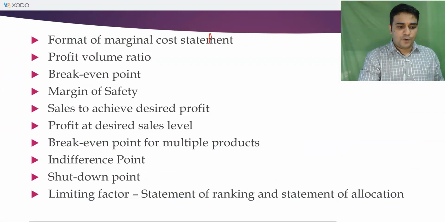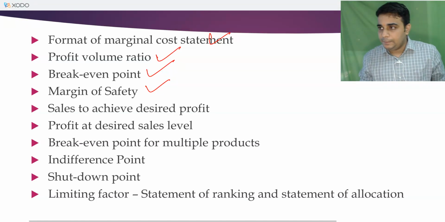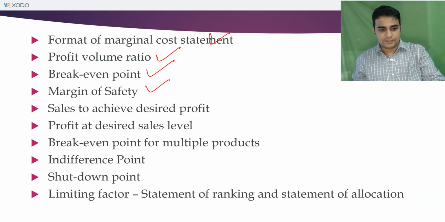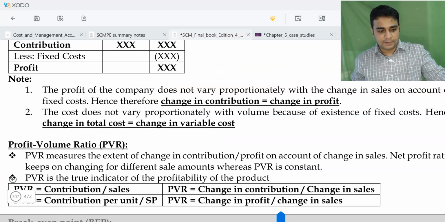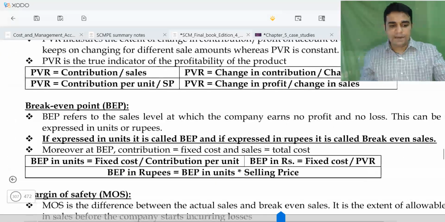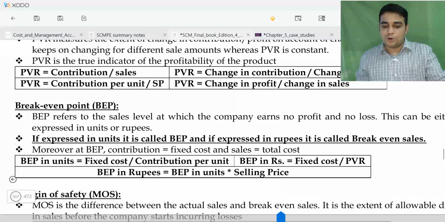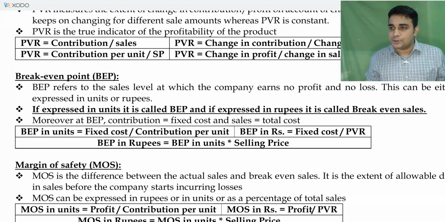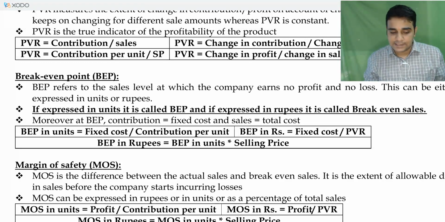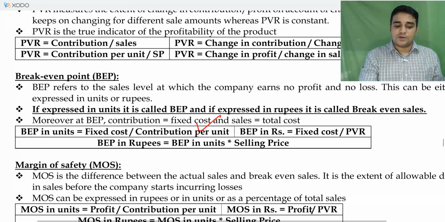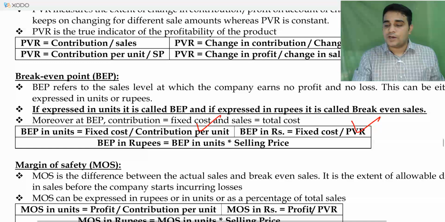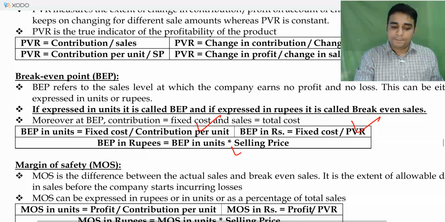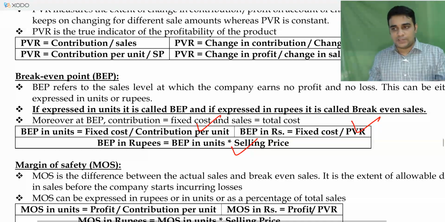So we are done with format, PVR, BEP, margin of safety. BEP and margin of safety discussion. BEP refers to the sales level at which company earns no profit and no loss. If expressed in units, it's called BEP. If expressed in rupees, we use the word break even sales. Different formulae are there: fixed cost by contribution per unit, fixed cost divided by PVR, BEP in units into selling price. There's another formula which is not mentioned there.